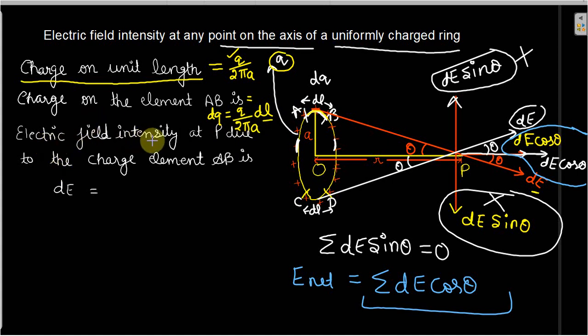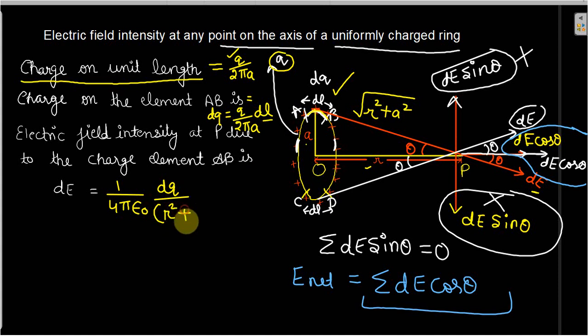Now the electric field intensity at P due to the charge element AB. We will write the electric field formula, that is 1 by 4 pi epsilon naught dq, over the distance between this element and P. If this one is r and this is a, the distance is the root of r square plus a square. Squaring it, the square and root cancel out, so we get r square plus a square. So this is your equation number 1.